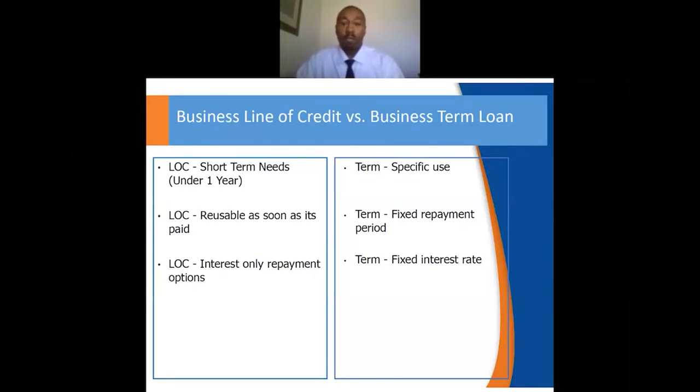Business term loan. On a business term loan, it's usually for a specific use, like buying a building, buying equipment, buying a business vehicle. That's usually when you're going to use a term loan. A term loan is usually for a specific term. It may be for 5 years with a fixed interest rate for that whole 5 years. Or maybe you're doing a commercial building, it's a 15-year term, fixed rate for that 15 years. That's really the difference between a business term loan and a business line of credit. Term loans are usually for a specific purpose, and that determines the collateral being used for your loan structure.